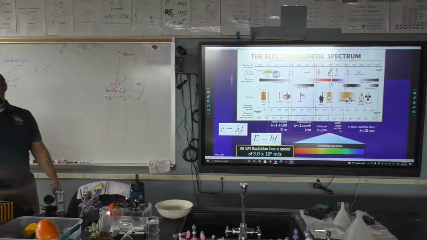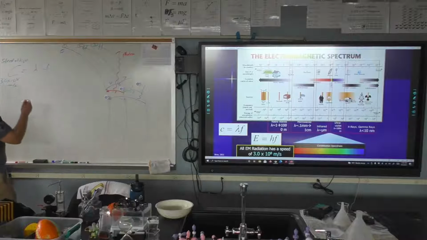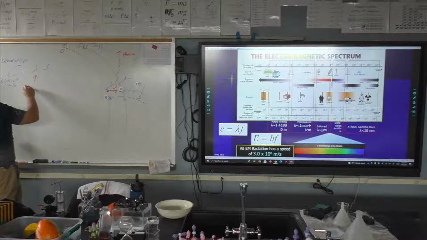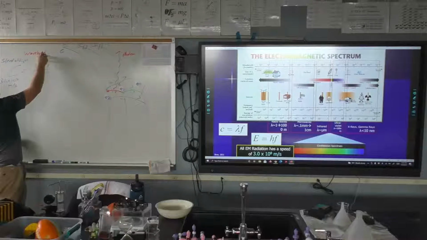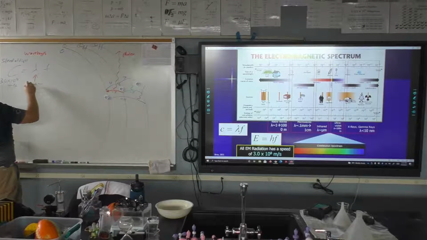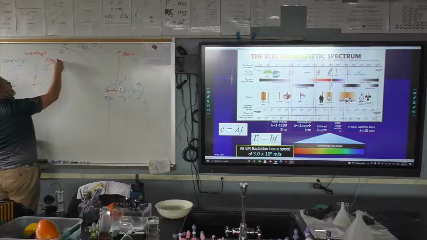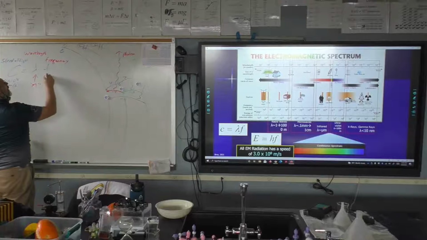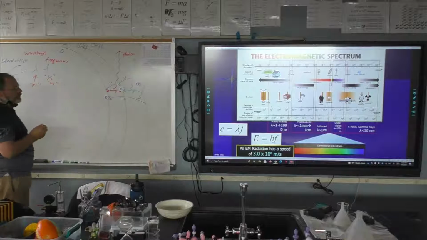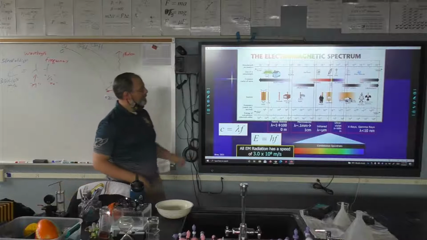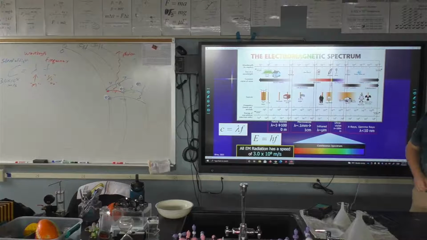What's lambda and f? Lambda, this is going to come up on the next couple slides too. Lambda is wavelength, and it's measured in meters. And f is frequency, and it's measured in 1/seconds, or hertz. The takeaway from this page is this. All light travels at the same speed.